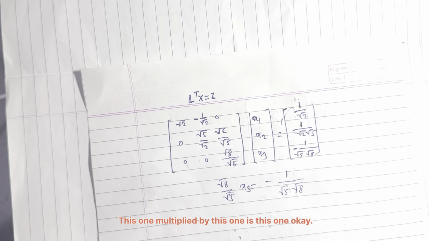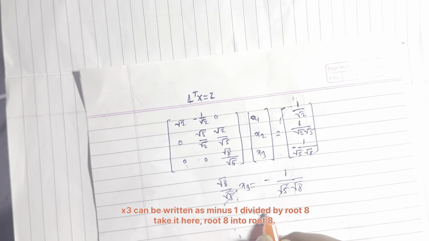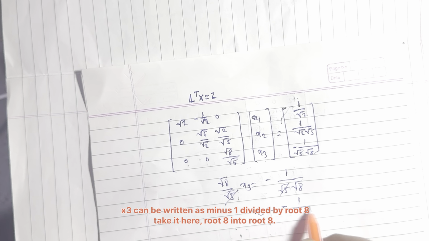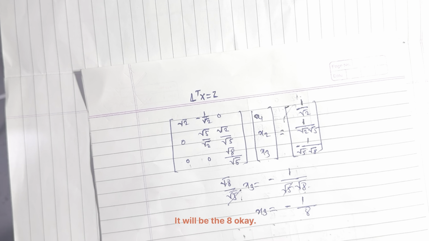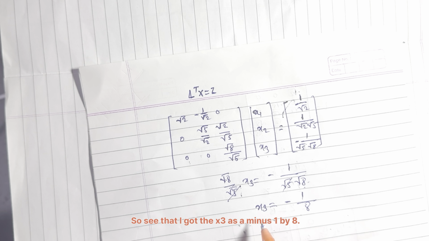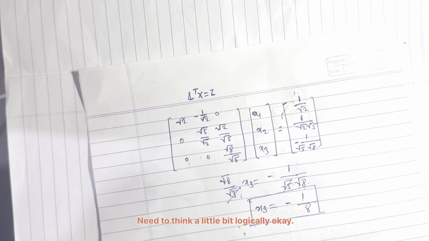Okay, so this root 5 cancels. x3 can be written as minus 1 divided by root 8; take it here, root 8 into root 8 will be 8. So see that I got x3 as minus 1 by 8. It's one of the easy ones, nothing difficult. You just need to think a little bit logically. So see that I got x3.